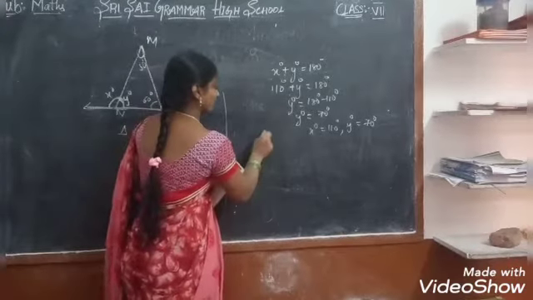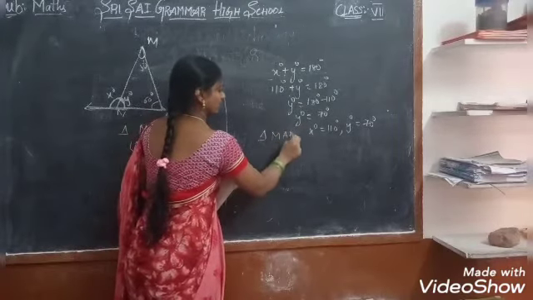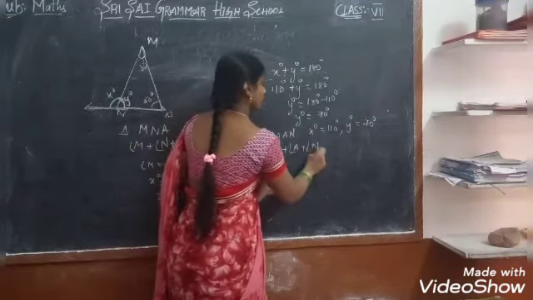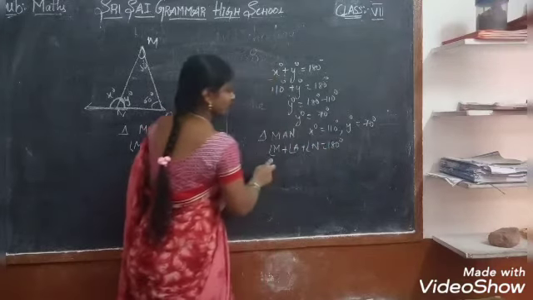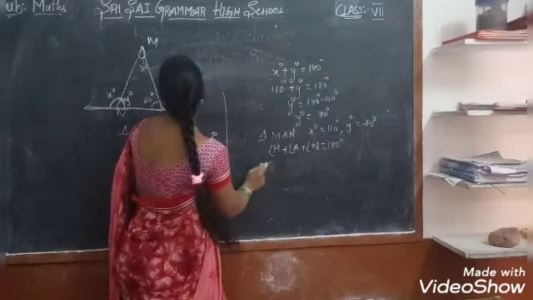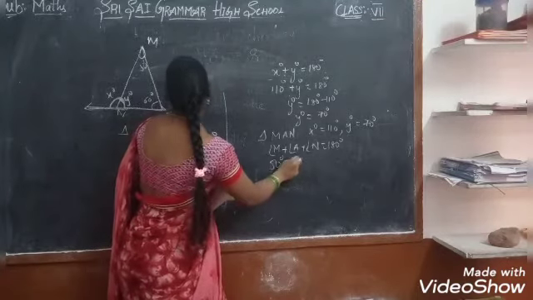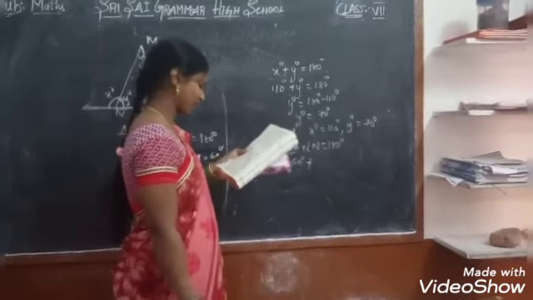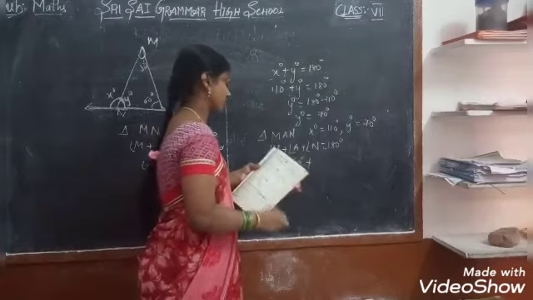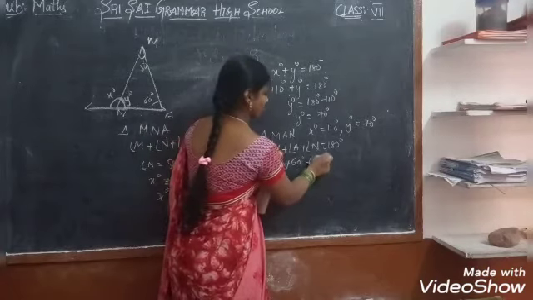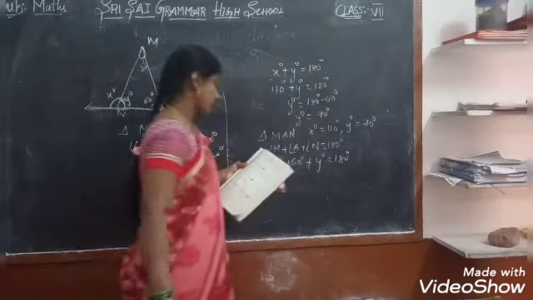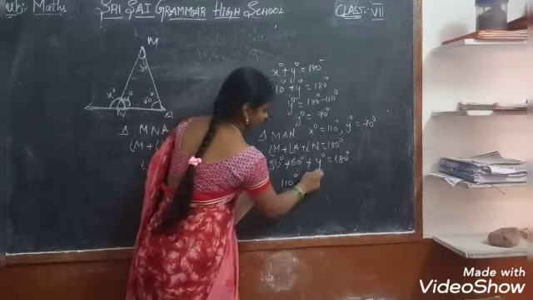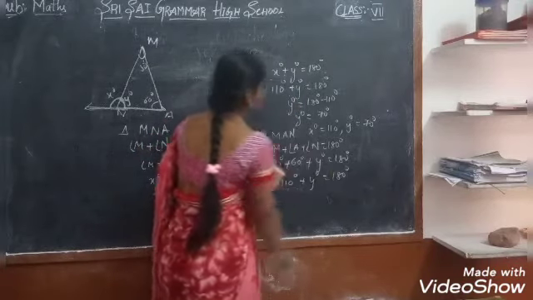Now from triangle MAN, angle M plus angle A plus angle N equals 180 degrees. Angle M equals how much? 50 degrees. Angle A equals 60 degrees. Angle N, that is the y value, is y degrees. Now 50 plus 60 is 110 degrees, plus y degrees equals 180 degrees.